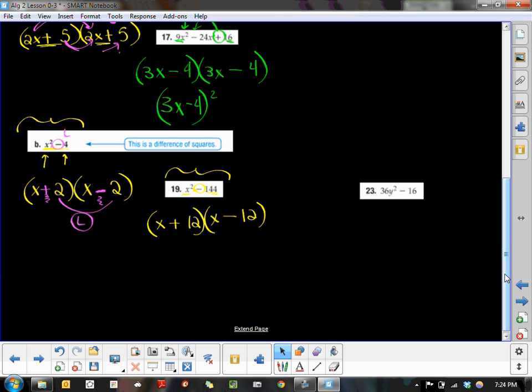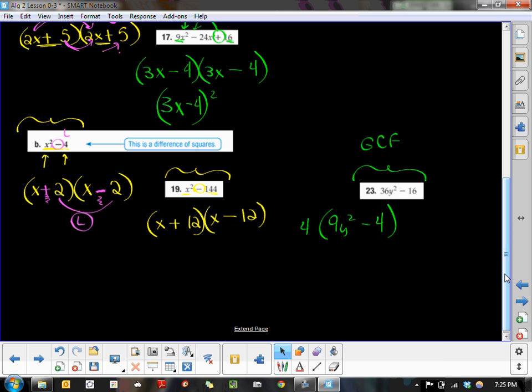Final example in this is 36y squared minus 16. There's a couple different techniques you can use here. Like I said, I'm always on guard for greatest common factor. When I look at a 36 and a 16, I see a common factor. The greatest common factor of 36 and 16 is 4, so I can factor out a 4. And that's going to give me 9y squared minus 4. So I factored out a greatest common factor.